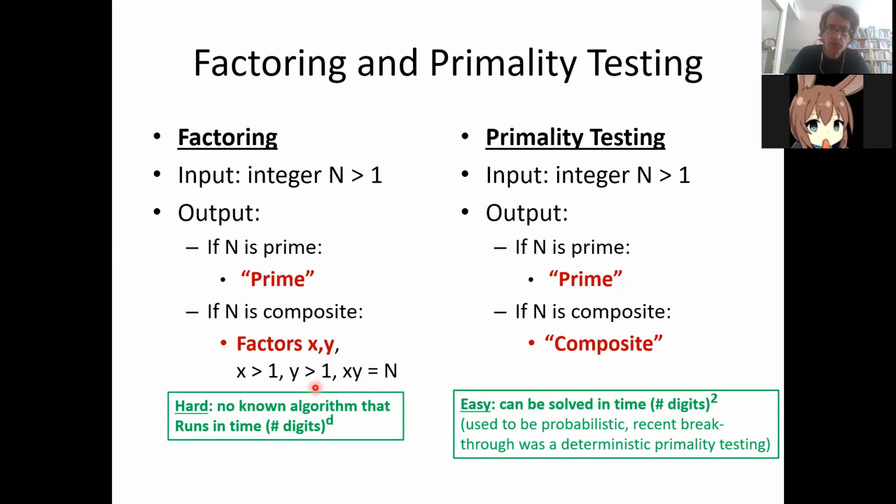Okay, so here is the factoring problem, but here is a different one. Instead of giving you an integer and asking for either an answer that it's prime, or, if it's not prime, the factors, here is a different problem. Just tell me whether it's prime or composite. If it's composite, you don't have to give me the factors. In computer science, this is known as a decision problem, and the other is known as a search problem.